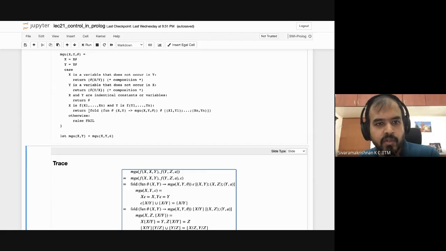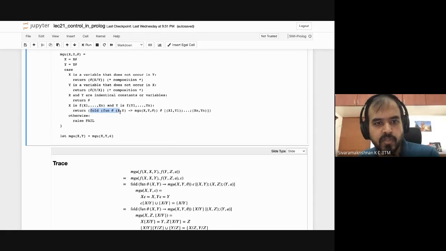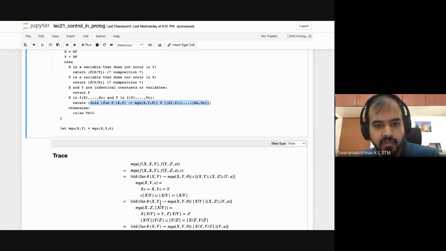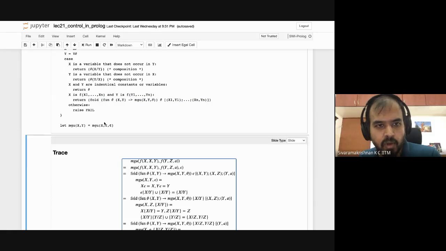And it's going to do this fold. This fold is going to be done, right? I'm writing down the fold explicitly here. So it's a fold, fun theta, x comma y. I'm just using x comma y here. MGU of x y theta, right? The initial theta that we get passed here is an epsilon. So that becomes epsilon here. And this is constructed by zipping together these arguments, right? x1, y1, x2, y2, x3, y3, up to xn and yn. Here we have x comma y, x comma z, and y comma a. We have y comma a, right?